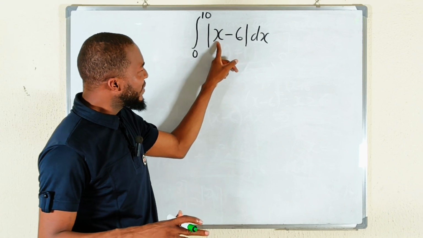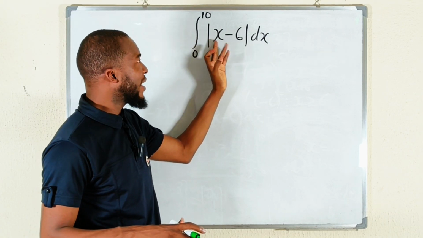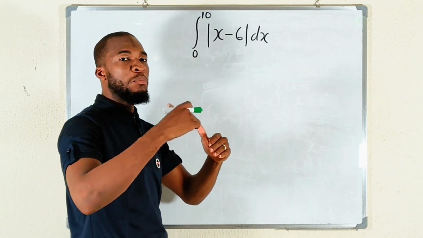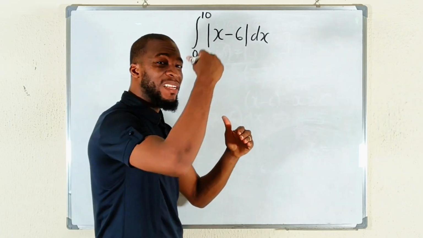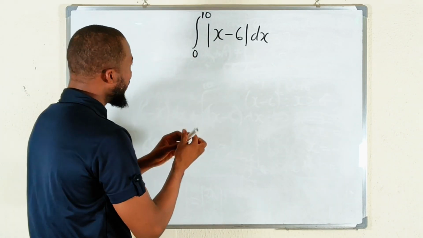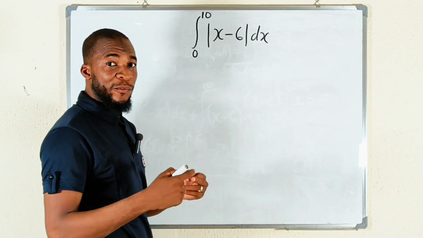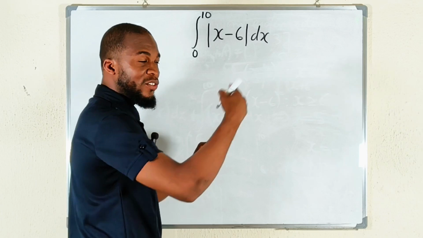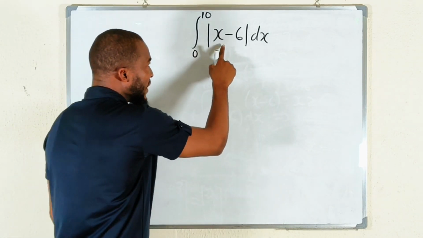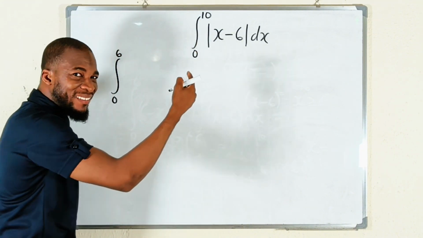You can see that if x is less than 6, whatever you simplify here will be negative. Like if x is minus 5, minus 5 minus 6 is minus 11. But the moment x is 6 or greater than 6, everything will be positive. This is why we have to partition this integral, so it changes sign at 6. From 0 to 6, we take it because this is negative for every value of x less than 6.